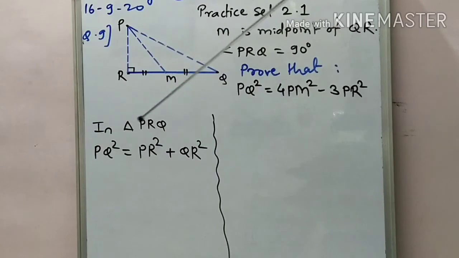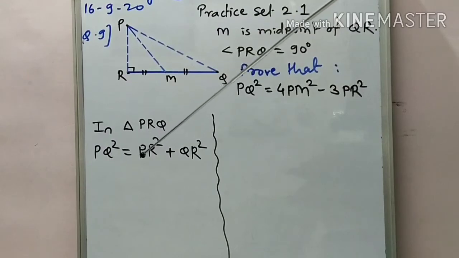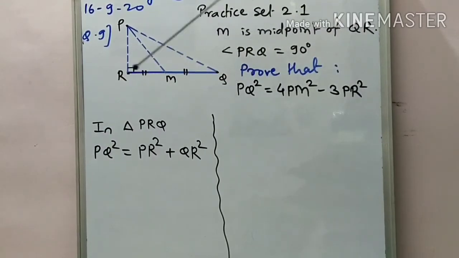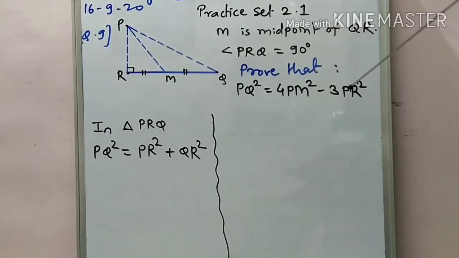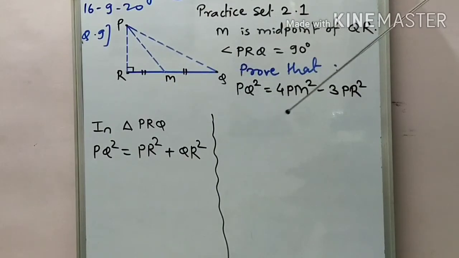In triangle PRQ, using Pythagoras theorem, because the triangle is right angled, PQ square equals PR square plus QR square. So PQ square we get as the left hand side, and PR square also we get here. But here is one term, QR square, that we won't require, so we try to replace this QR square by PM square. So how do we replace it? For PM square, we notice PM is also the hypotenuse of right angle triangle PRM.